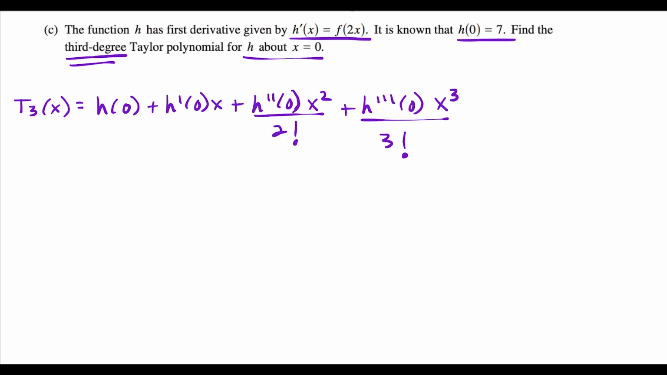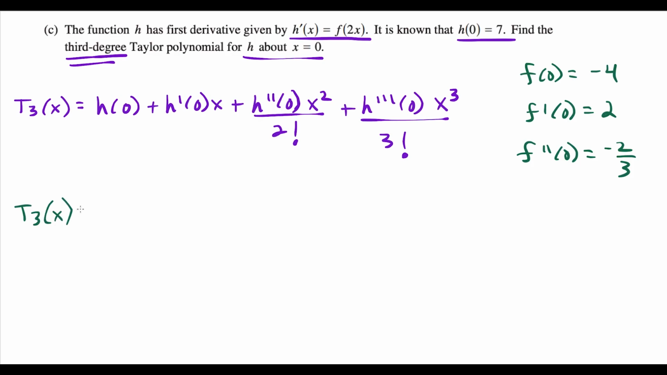So now what we have to do is we're going to use some information from before. We were told that f of 0 is equal to negative 4. We showed that f prime of 0 was equal to 2, and then in part B we were told that f double prime of 0 was equal to negative 2/3. Okay, so this is actually going to be information we're going to need to complete this, because when we start writing the third degree Taylor polynomial, h of 0 is equal to 7.